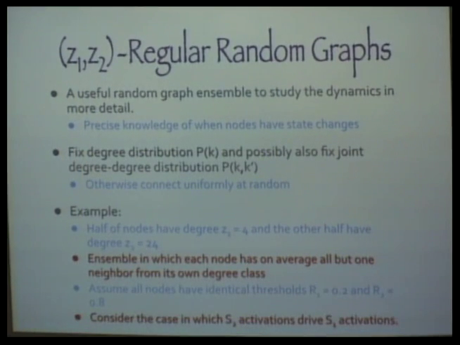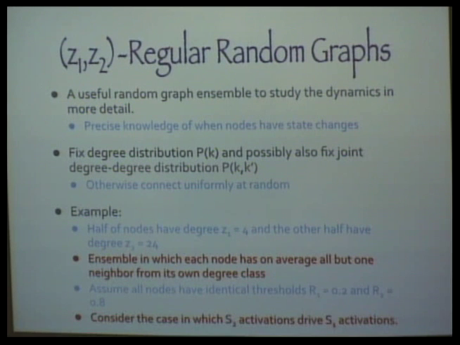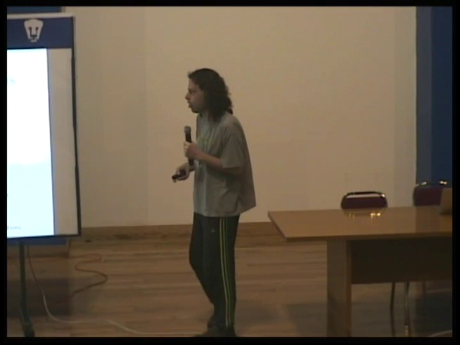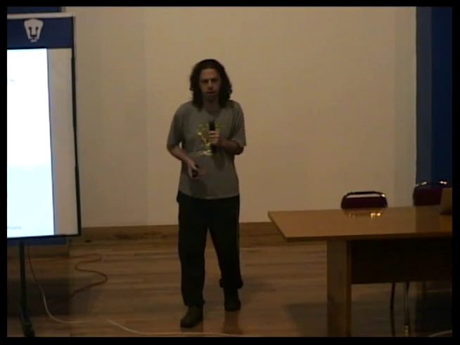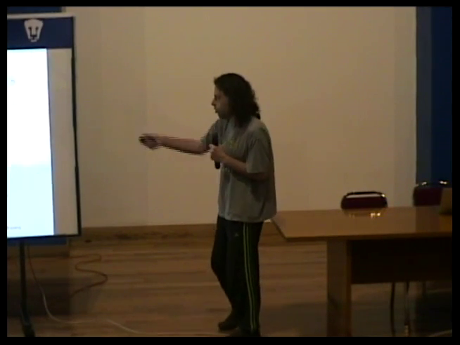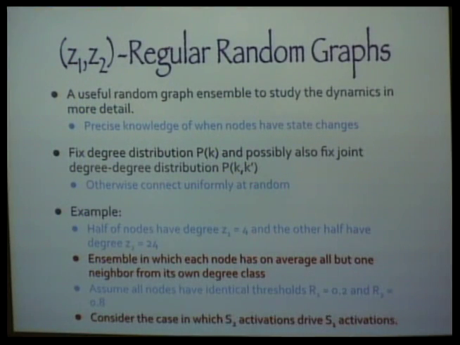Okay, so we have some things that can occur, and now it's going to get a bit more abstract. We use a certain random graph model, and I'll define it for you, that allows us to have a lot of control over when certain nodes change their state. These graph models are not realistic social networks, but they were very convenient to develop a more precise understanding. Okay, so we call these Z1, Z2 regular random graphs.